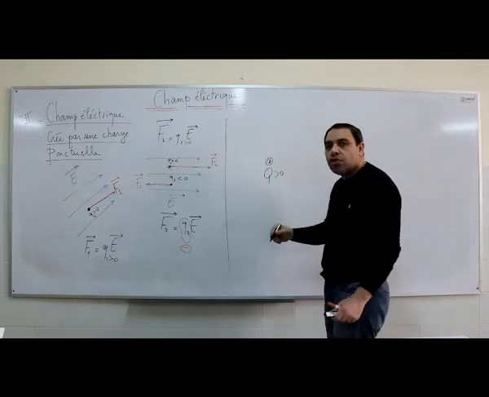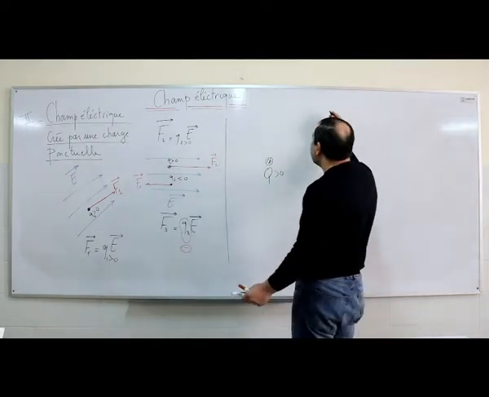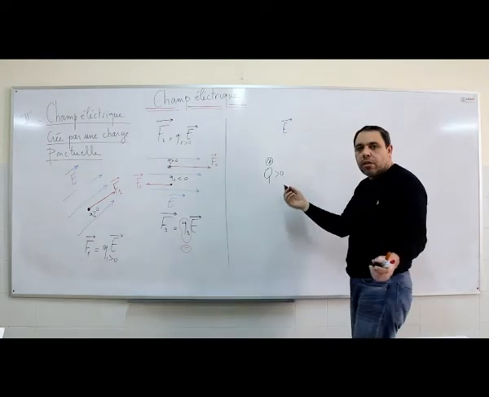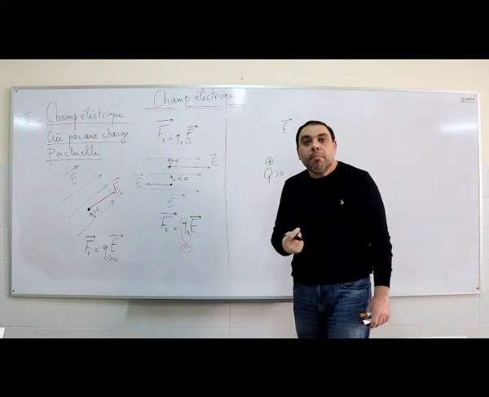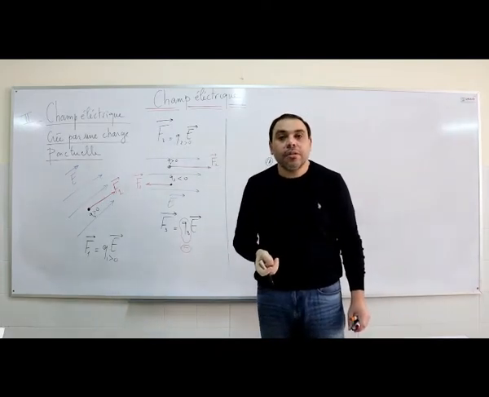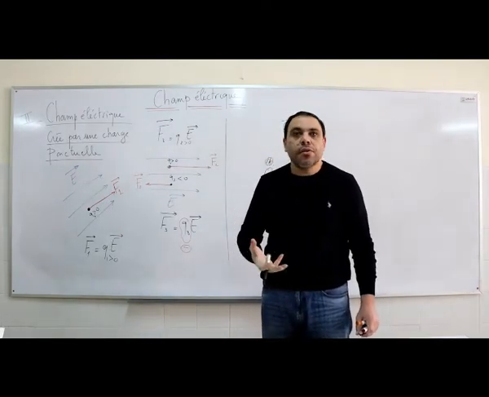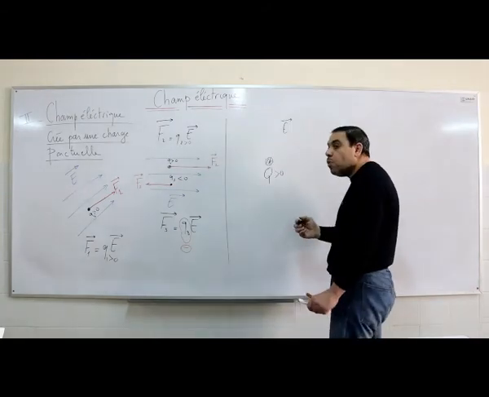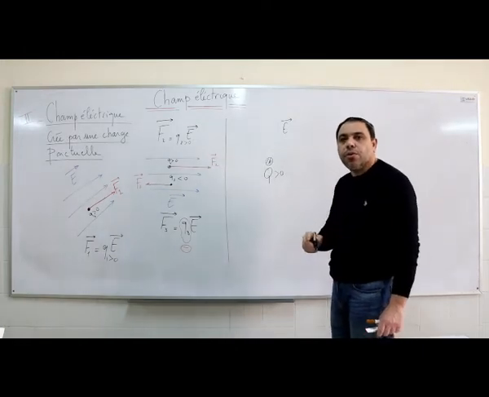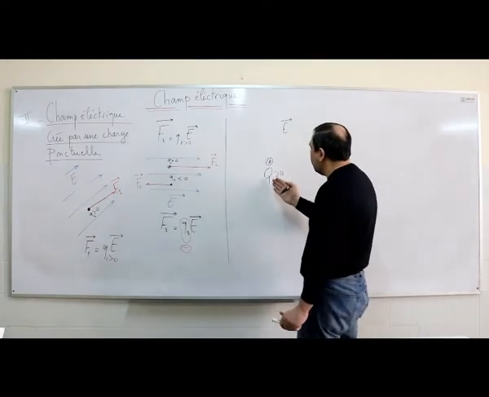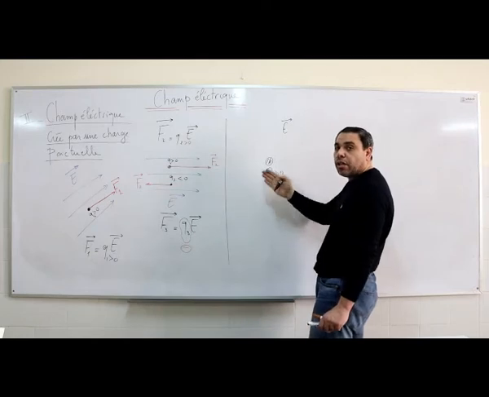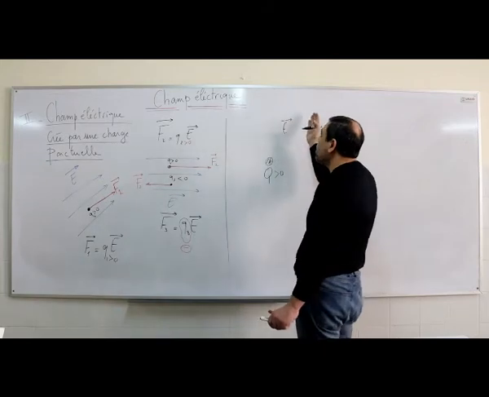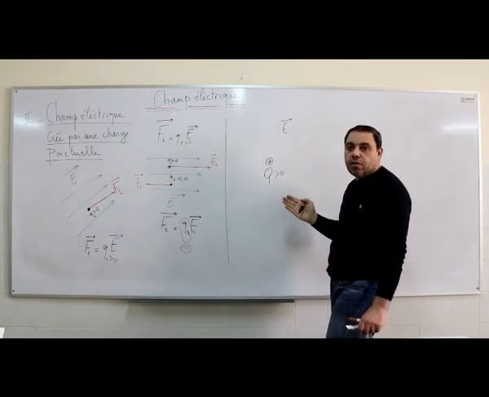Let's take Q positive. All point charges create in their vicinity an electric field E. But we don't know its characteristics, its line of action, direction, its magnitude. How to determine the characteristics of the electric field E? The point charge Q, all point charges create in their vicinity an electric field. This charge will create an electric field in its vicinity.